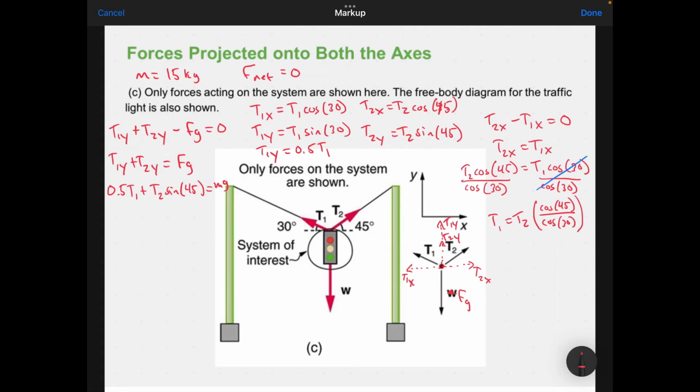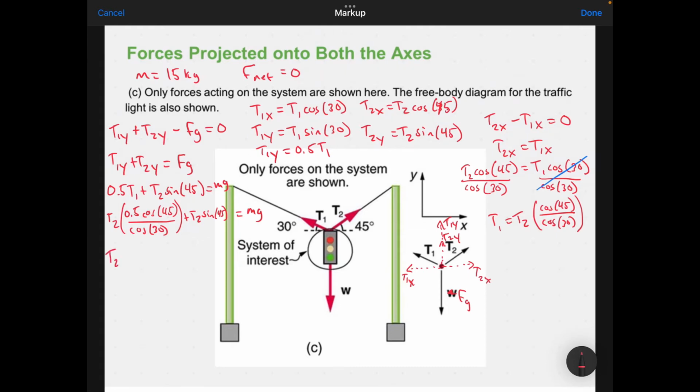And now we can take that and swap it for T1 in the other equation. So that's just going to be 0.5 in front of all of that. But we have this T2 times 0.5 cosine of 45 over cosine of 30 plus T2 sine of 45. And all that is equal to mg. And now we have T2 for both of these. We can just factor that out.